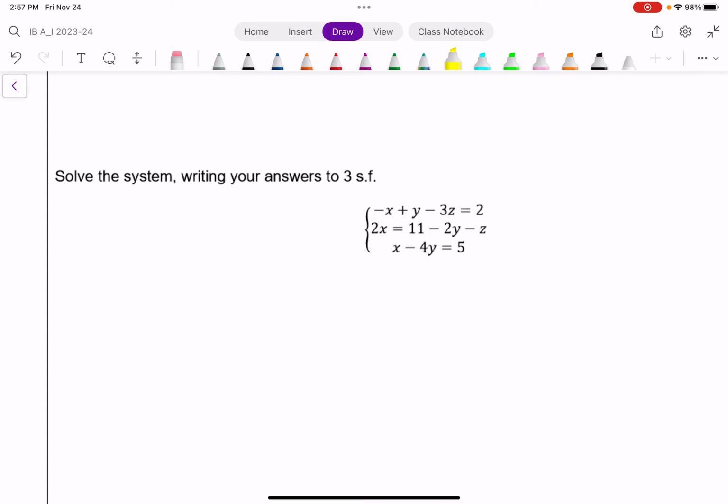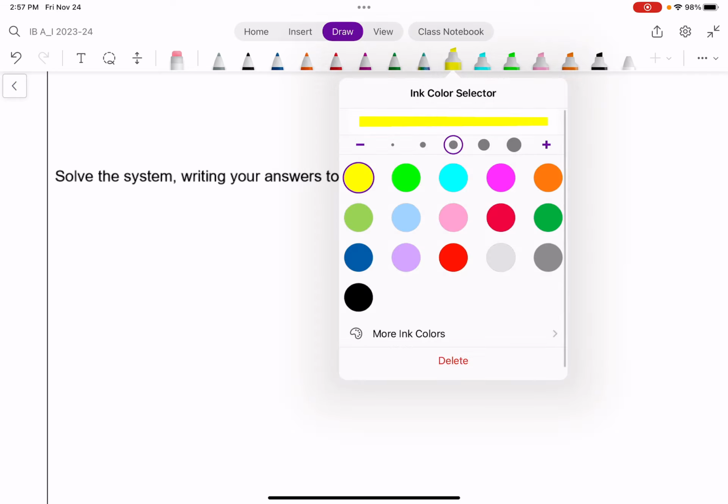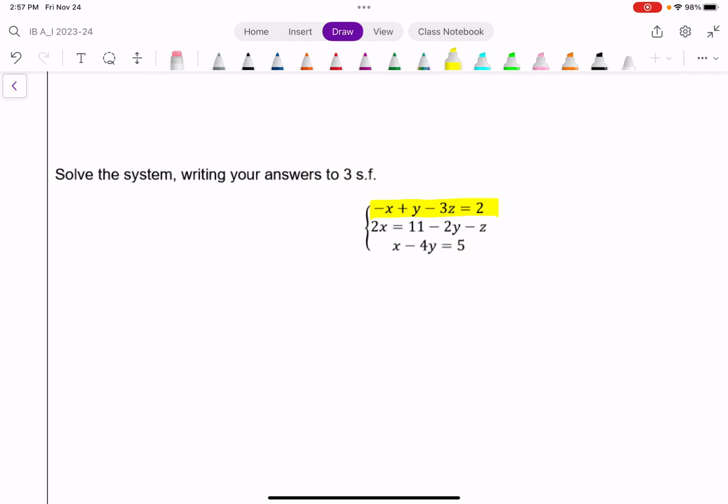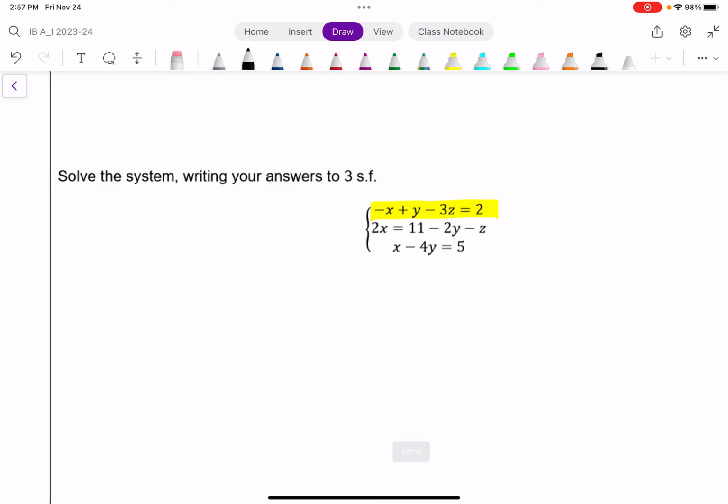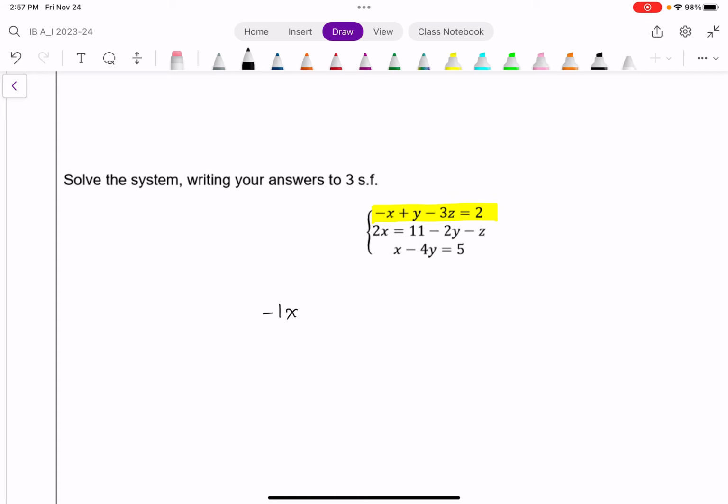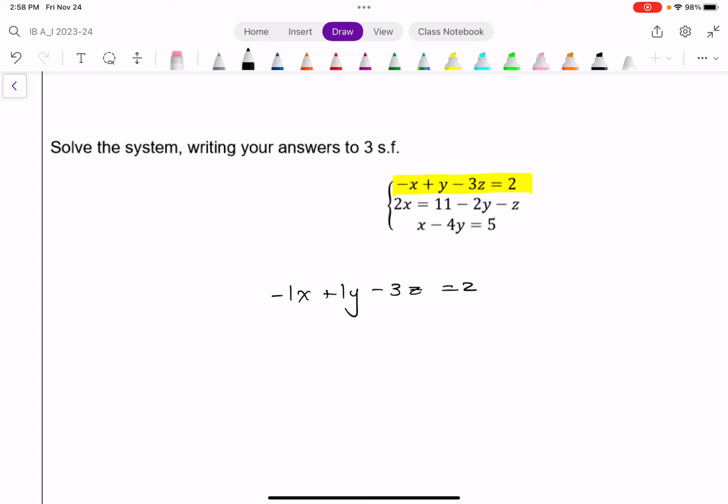All you need to do is make sure your equations are written in a sort of standard form, much like my first equation is. If I look at my first equation, I don't need to adjust that, but the coefficients I'll need to pay attention to. So I'll have a -1 for the x, plus 1 for the y, minus 3 for the z equals 2. For my other equations, I want to put them in the same form.